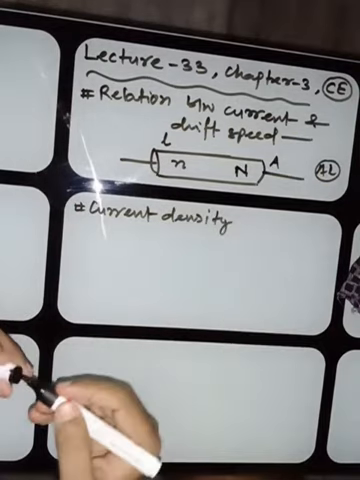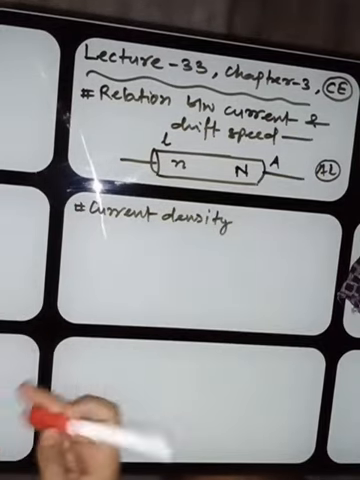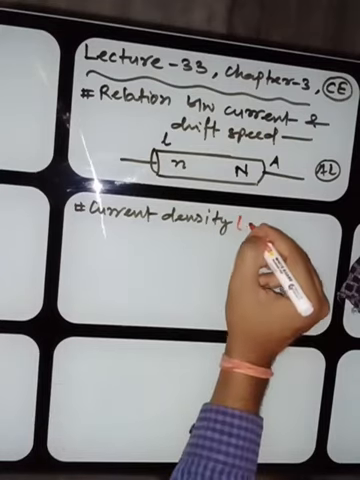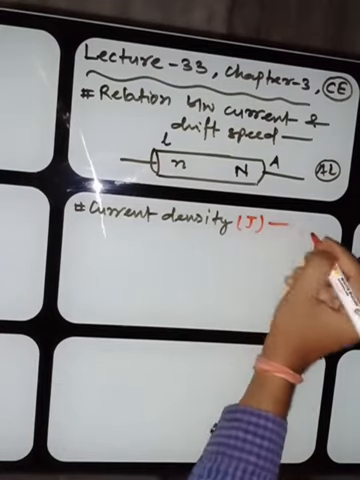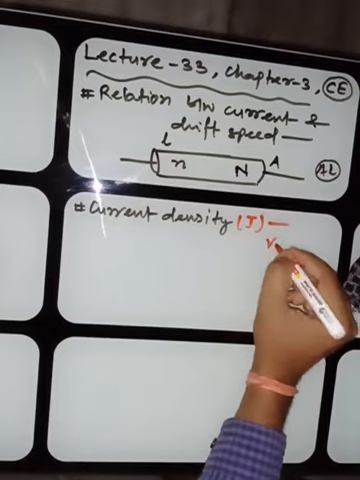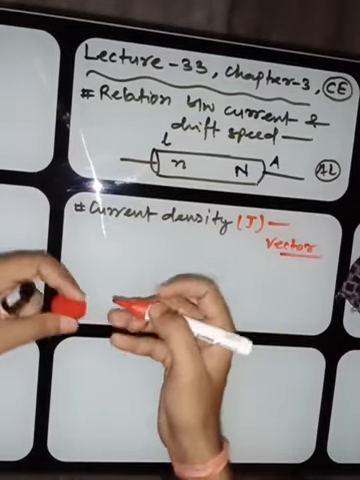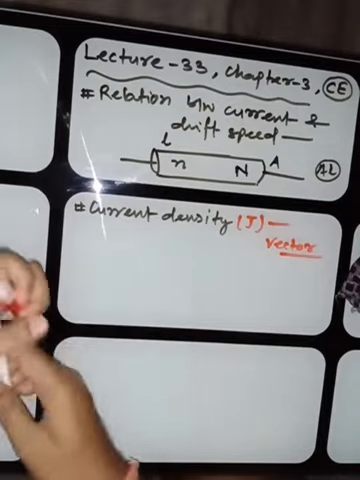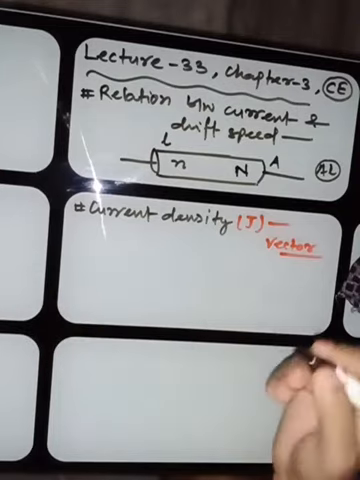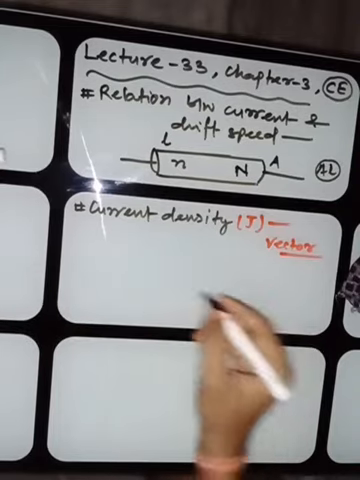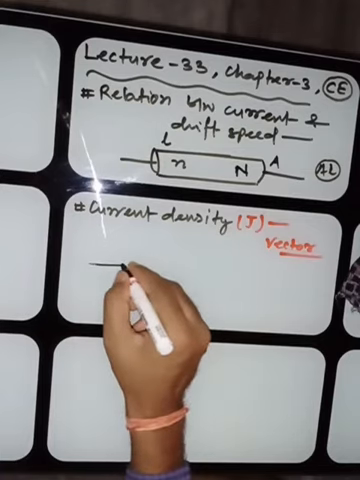We used to represent this current density, my dear student, by the symbol J. It is a vector quantity, remember? Now, we know that it is not necessary that a conductor will have a uniform cross-sectional area everywhere.